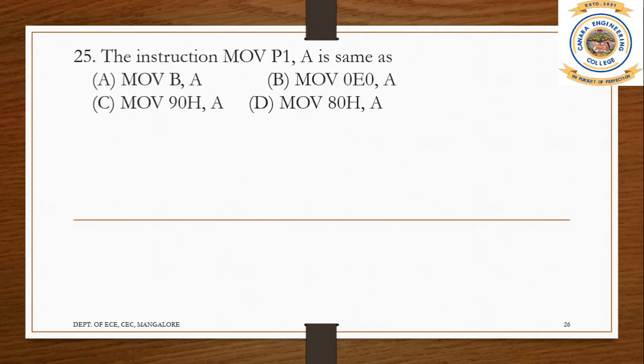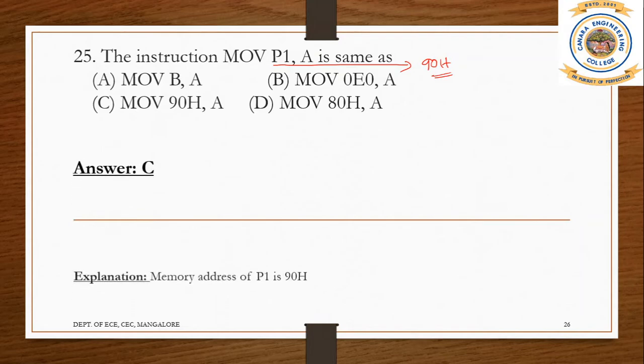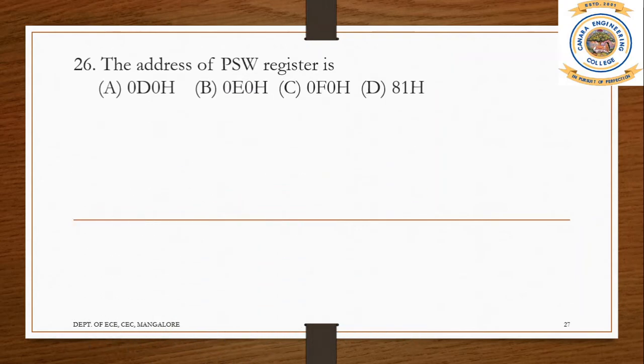So next is the instruction, move P1 comma A is same as which instruction. So it is similar to 3-4 questions back, right, which we have seen for P0. So this question is checking whether you remember the address of P1. P0 is 80H, so P1 will be the immediate next, that is 90H. So here the answer is C, because the memory address of port 1 is 90H.